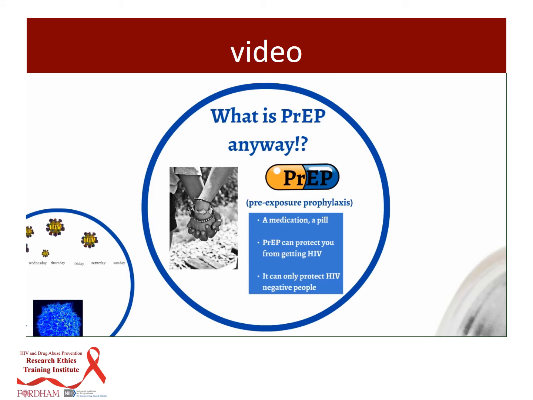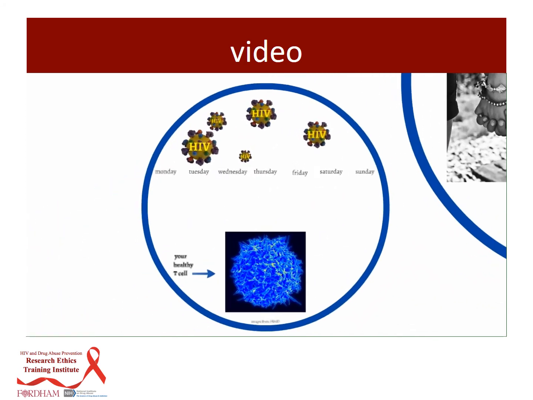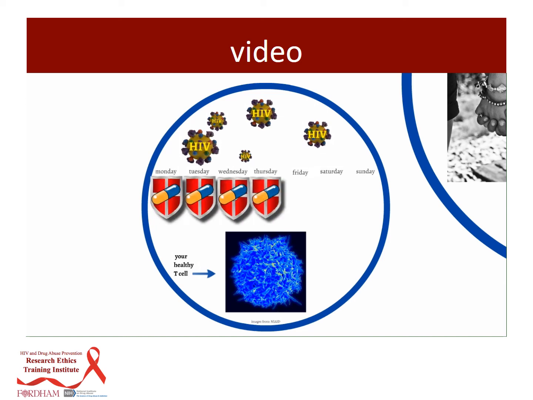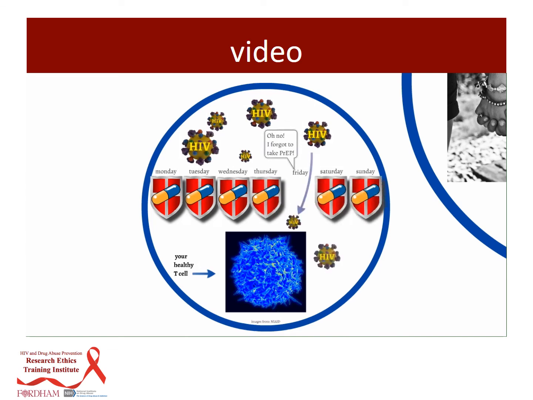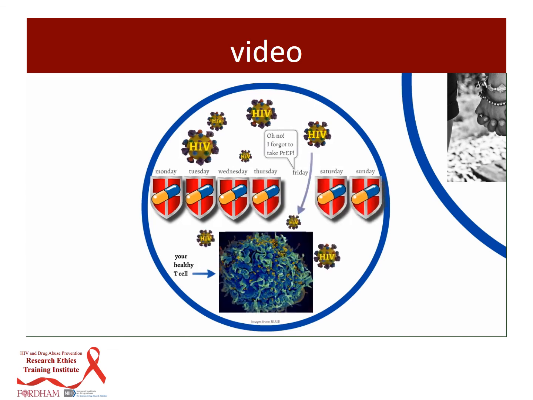PrEP stands for pre-exposure prophylaxis. PrEP is a medication that comes in a pill. PrEP protects you from getting HIV by blocking the HIV virus from getting to the immune cells of your body that help you stay healthy. Try thinking of PrEP as armor for your body's immune cells. To keep that armor strong, you have to take the pills every single day around the same time. Otherwise, the armor becomes weak and HIV can get through, hurt your immune system, and spread. Think about it like this. Armor doesn't work unless you use it consistently.